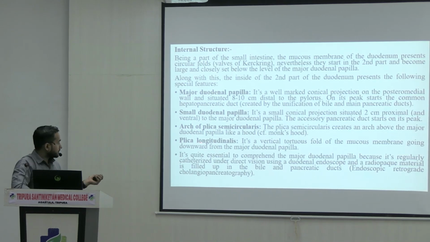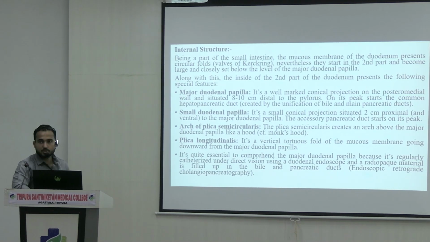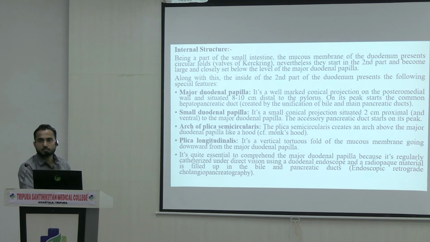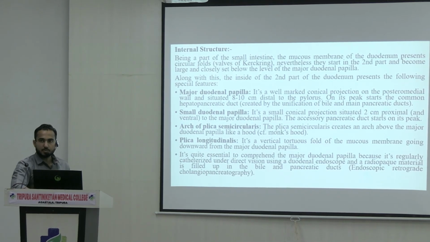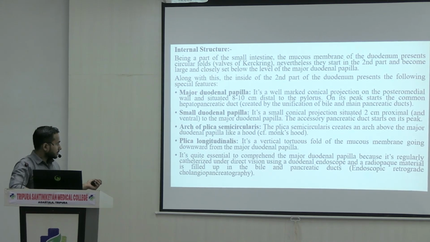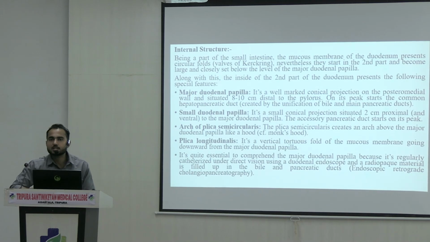Okay. Next, plica longitudinalis. It is a vertical tortuous fold of mucous membrane which goes downwards from the major duodenal papilla. Okay, that means it is a longitudinally placed fold of mucous membrane extending downwards below the major duodenal papilla. Now these particular points are very important. Okay, why is this very important?